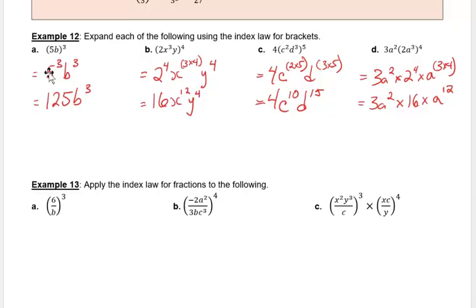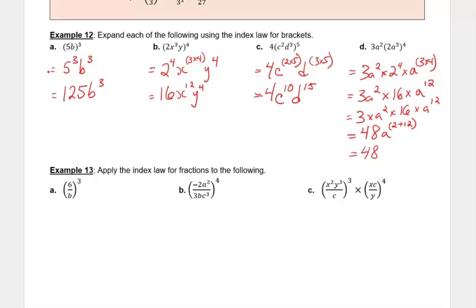So I have 3a to the power of 2 times 16a to the power of 12. So if I multiply 3 and 16, I get 48, and that'll be 48a to the power of 14. We add the powers together because we're multiplying, so our end result is going to be 48a to the power of 14 for that one. Fascinating.